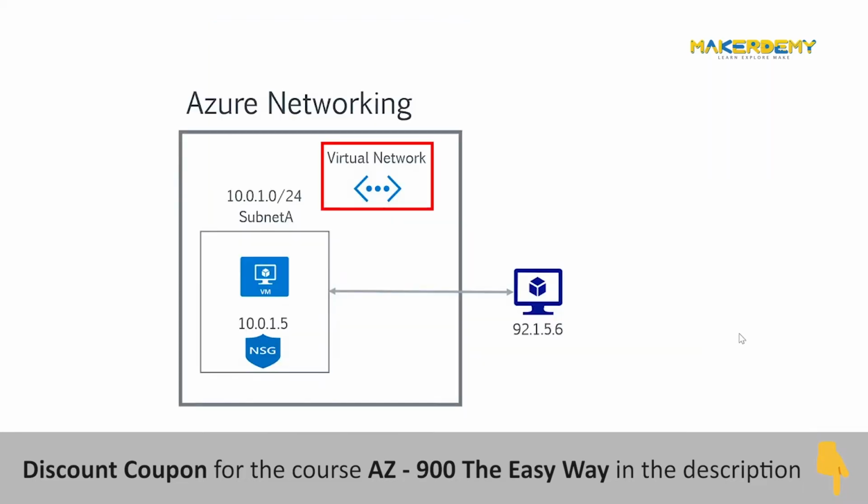Consider that you have a virtual network and a subnet inside which a VM is deployed. Now you want to allow the traffic which is only coming from the external IP address 92.1.5.6. Then you can create an NSG and create a rule asking it to allow traffic only from that source IP address.